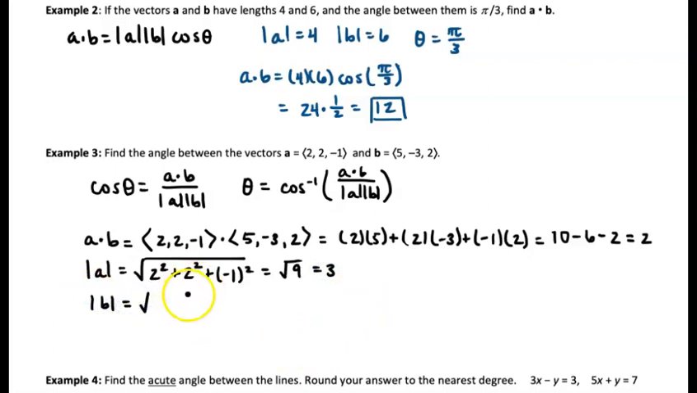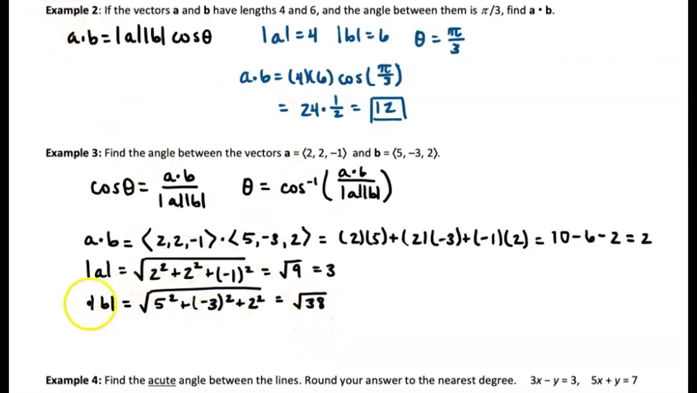That's going to be the square root of 5 squared, taking all these components, plus -3 squared, plus 2 squared, which gives us 25 plus 9 plus 4. All right, that gives us 38. And we cannot simplify 38.